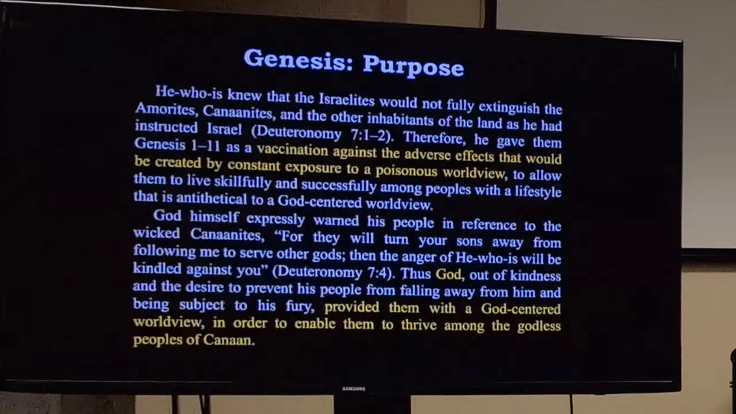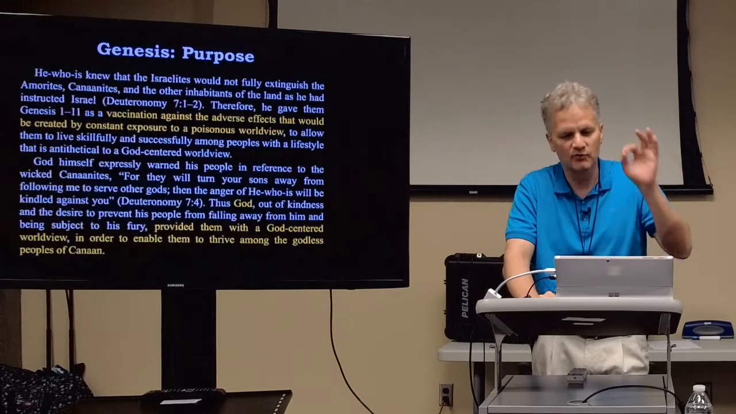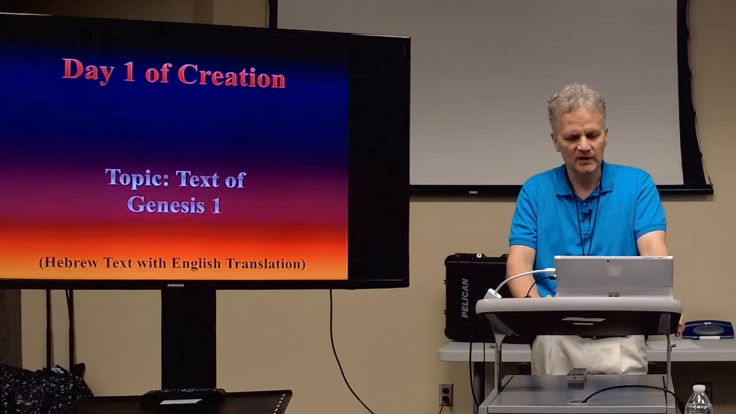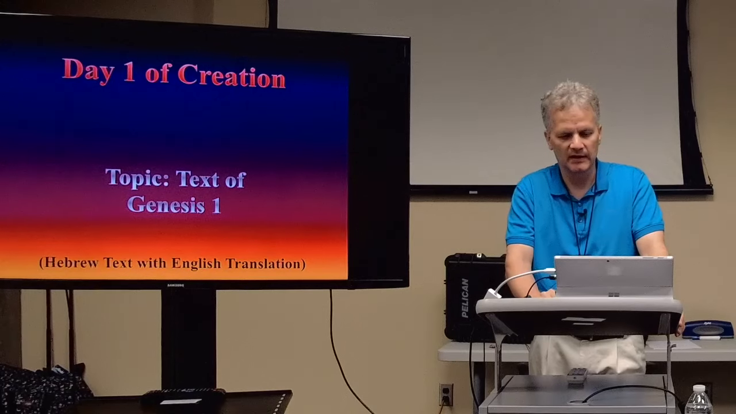God himself expressly warned his people in reference to the wicked Canaanites, "For they will turn your sons away from following me to serve other gods. Then the anger of he who is will be kindled against you." Thus God, out of kindness and the desire to prevent his people from falling away from him and being subject to his fury, provided them with a God-centered worldview in order to enable them to thrive among the godless peoples of Canaan. This, folks, is the purpose of Genesis 1 through 11. That's why he wrote it, knowing what life would be like for them in Canaan.